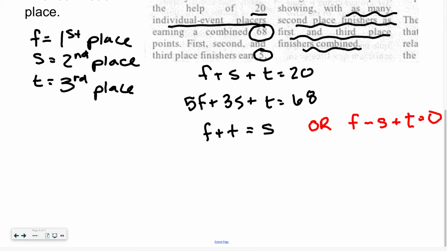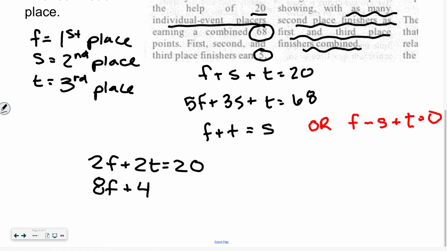If I put F plus T in here, my equation will simplify to 2F plus 2T equals 20 in the first equation. If I sub in F plus T for this 3S, that'll be 3F plus 3T. So I'll distribute the 3, and that'll give me 8F plus 4T equals 68. And I could solve that two-variable system. But if you want to do it like we did before with elimination, you can do that. Okay. So I'm going to put up my answers as well so you know what my answers are. You can work on that to see if you can get those answers.